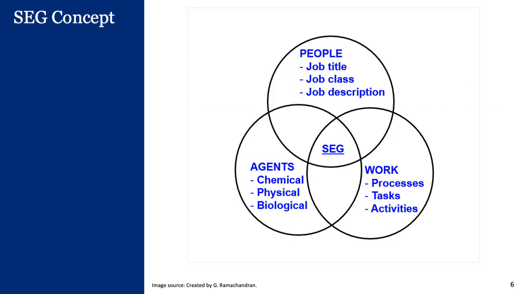All of the information that we gathered during the basic characterization about the workplace, the workforce, and the work agents all come into play when we create an SEG. In this Venn diagram, we can see an overlap of three different circles. The first one corresponds to the workers, or the people with different job titles, classes, and descriptions. Then you have the work processes and tasks. And the third one is the chemical, physical, and biological agents. An SEG is essentially grouping workers into similar groups on the basis of these three categories.